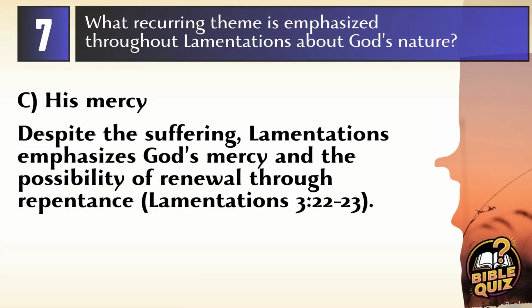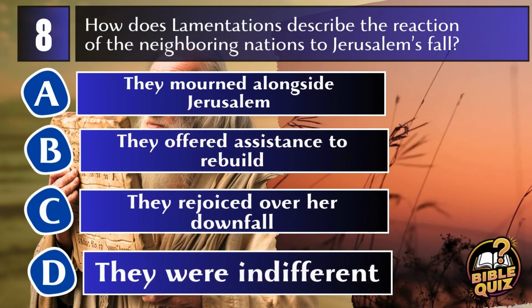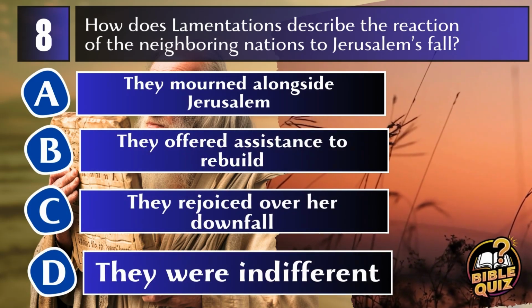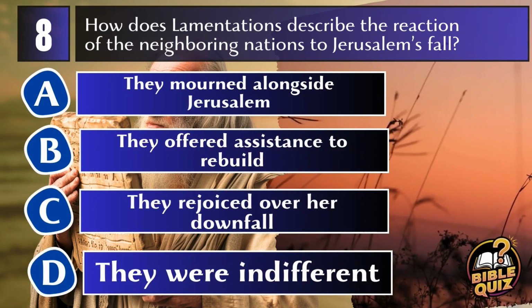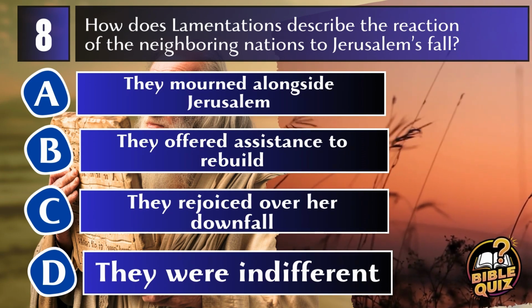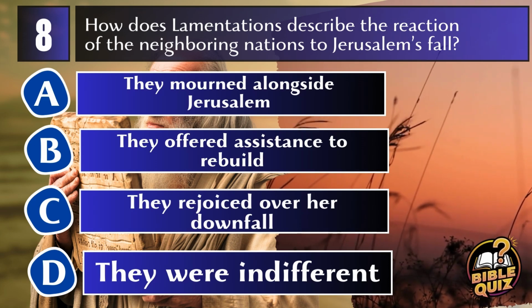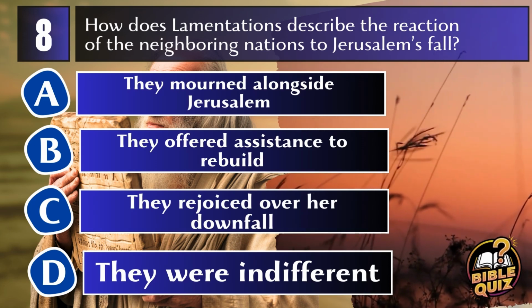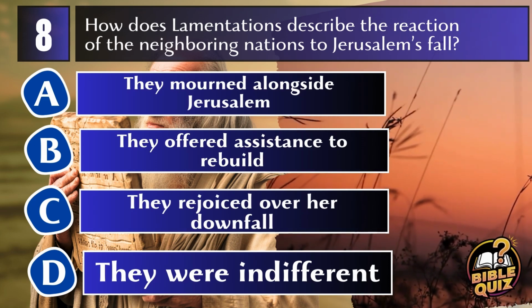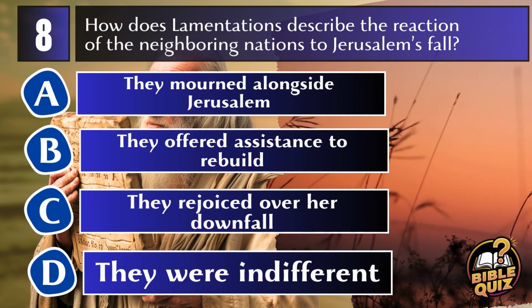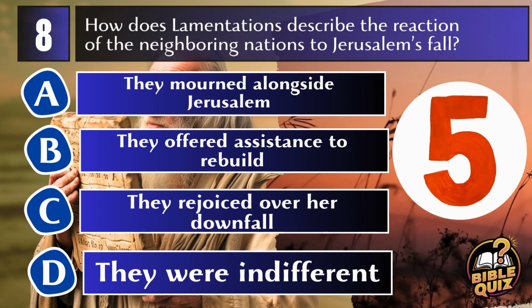Answer C. His mercy. Despite the grim context, Lamentations repeatedly emphasizes God's mercy, suggesting hope and renewal are possible through repentance and faithfulness. Question 8. How does Lamentations describe the reaction of the neighboring nations to Jerusalem's fall? A. They mourned alongside Jerusalem. B. They offered assistance to rebuild. C. They rejoiced over her downfall. D. They were indifferent.